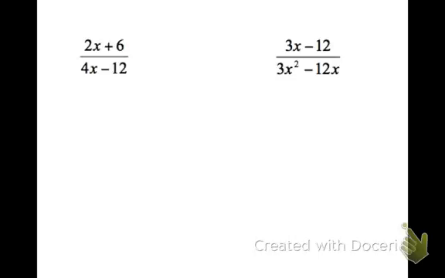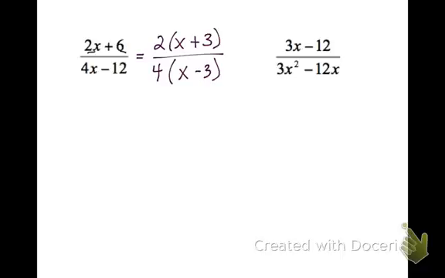Okay, these are different because we have addition and subtraction going on in the top and bottom. So we're going to need to pull out greatest common factors or factor the quadratic in order to simplify. So for this first one on the top, I can pull out a common factor of 2. So I divided the 2 and the 6 by 2. And on the bottom, I can pull out a common factor of 4.